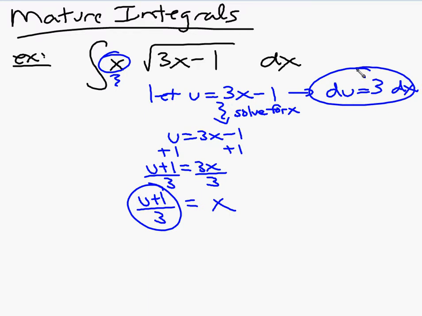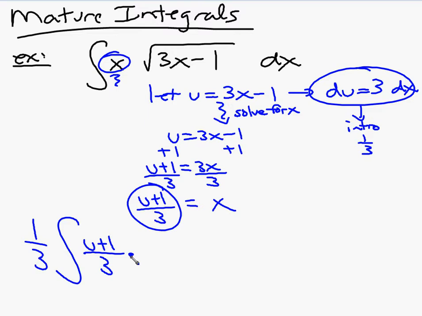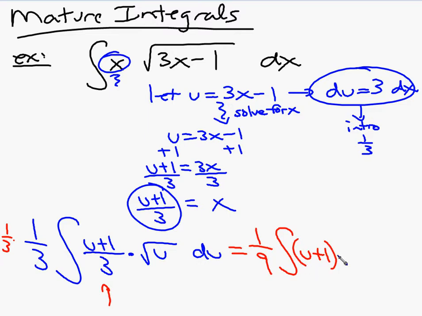Now wait a minute though. See this little du that we did? Don't I still need to introduce a 1/3? So what you wind up with is 1/3 times the integral of u plus 1 over 3 times the square root of u du. Now, don't I have a constant right here? So I can pull the 1/3 out in front, and that 1/3 would be multiplied by this 1/3. So this would become 1/9 times the integral of u plus 1, the quantity, times u to the 1/2 du.